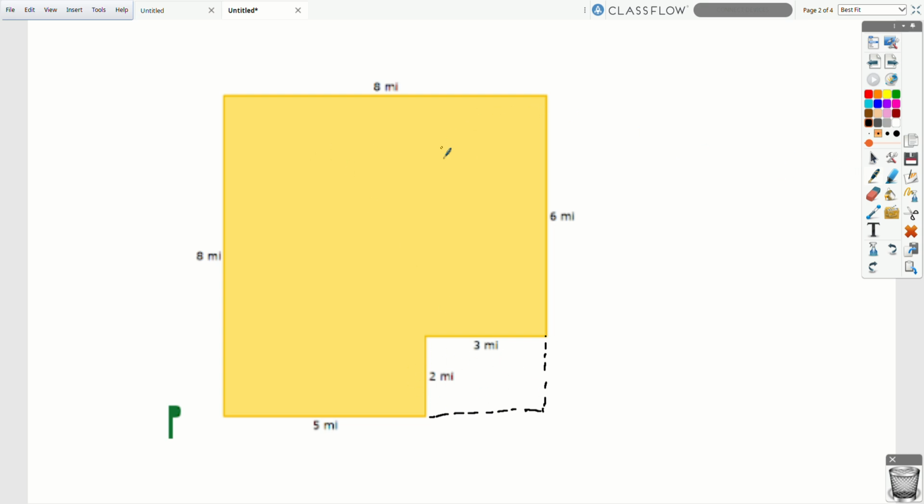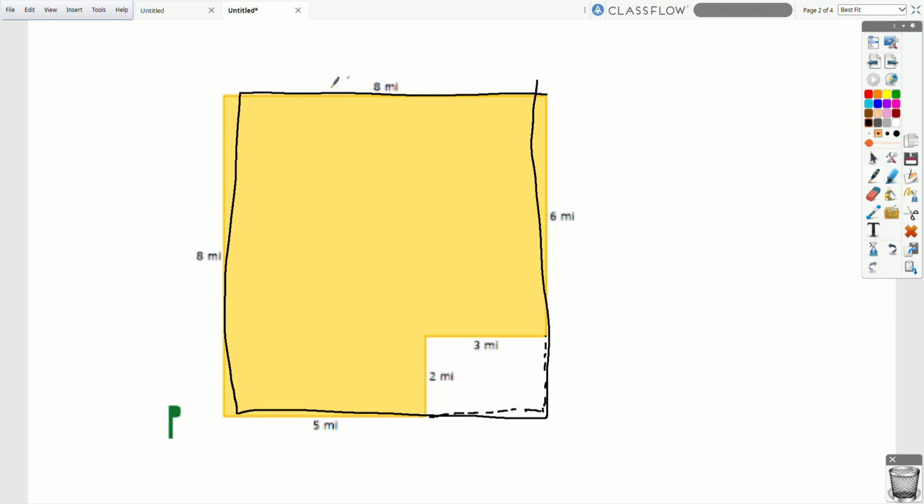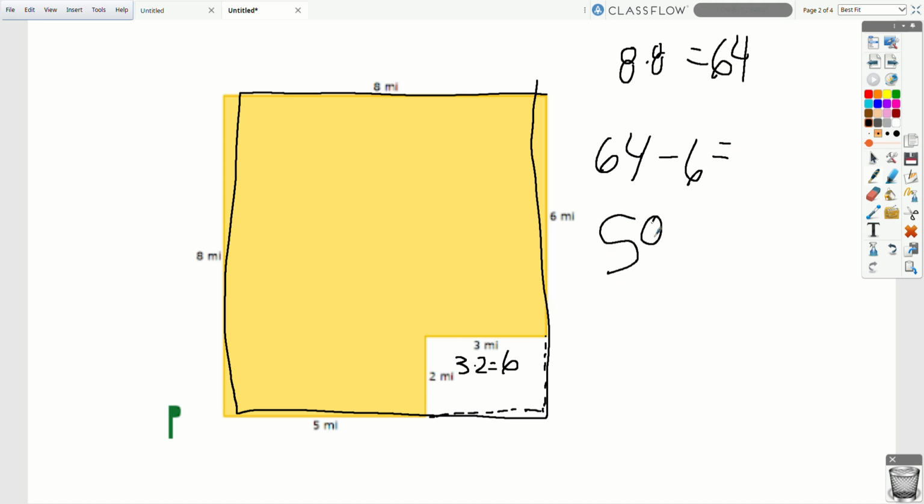So let's find the side lengths of the entire shape. Side length is going to be 8 by 8. So that's 8 times 8, and that gives us 64, so that's the bigger shape. And now we just want to essentially delete out the area of that portion. This is going to be 3 times 2, which is 6. So we just take our 64, we subtract our 6, and we get 58 square miles.